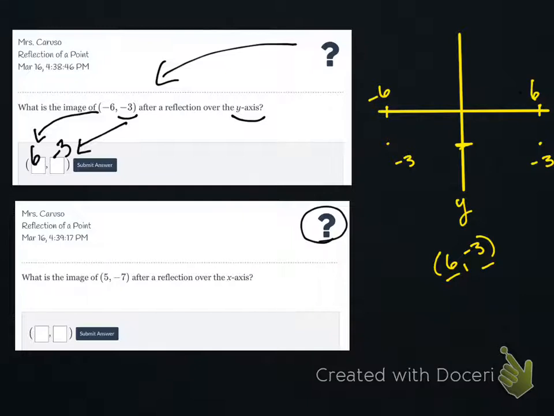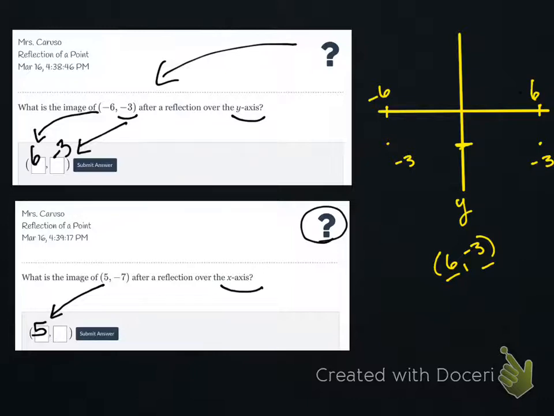So can we actually apply that to the next question? Well, let's see. What do you think? What is the image of 5, -7 after a reflection over the x-axis? Well, remember what I said in the other one? If it was the y-axis, the y value stays the same. So if it's the x-axis, you got it, the x value is going to stay the same. It's going to stay a 5. I could plot it to show you, and I'm going to after I get our answer.